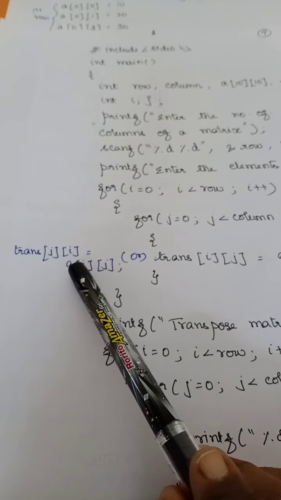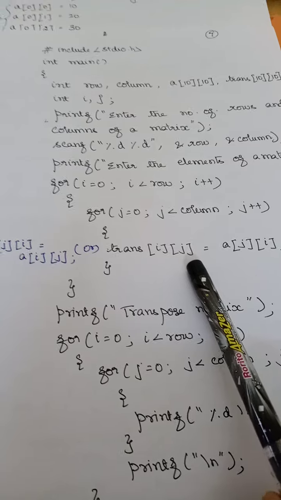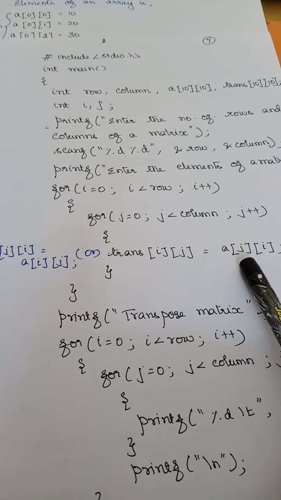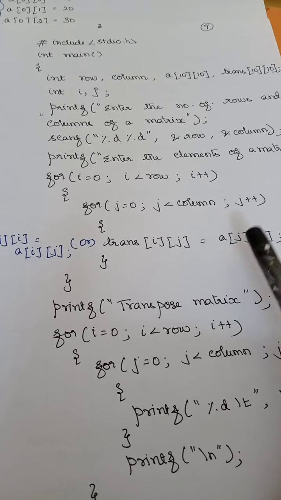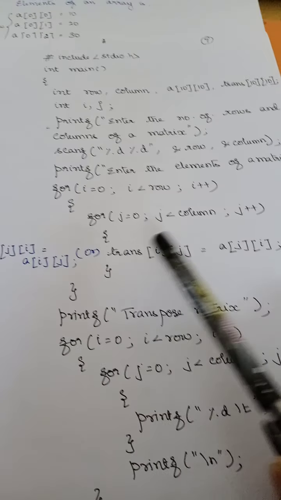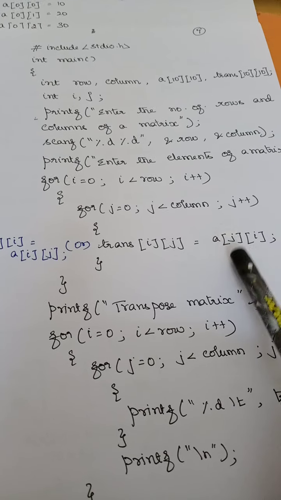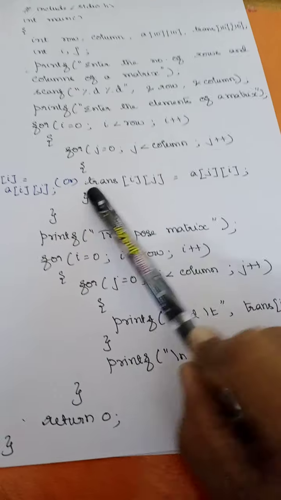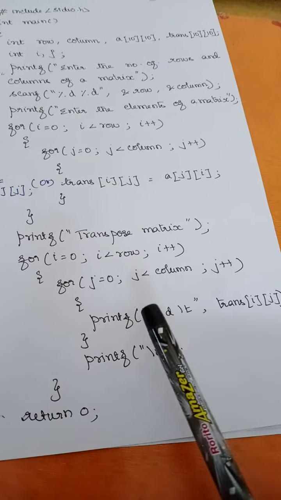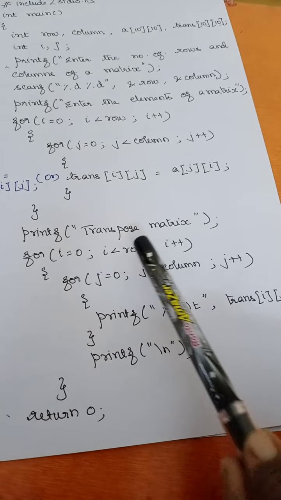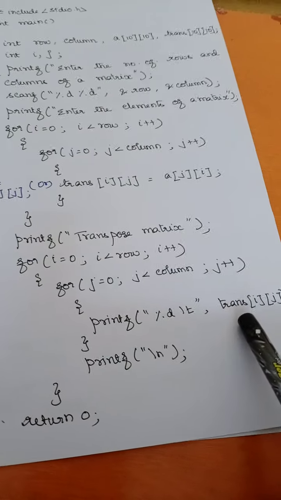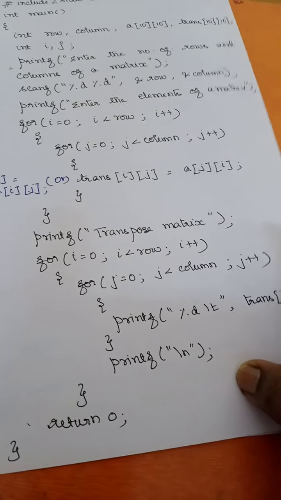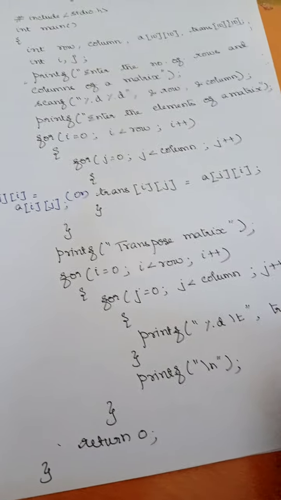Right? So either you can write it in this way or in that way. Both are going to be correct. Either you can read the elements of the A matrix and then assign them to trans, or while reading the elements of the A matrix itself I can assign them to the trans matrix. It's your wish. And then I can print the transpose of the matrix again by using 2 for loops, displaying trans of ij. Clear?